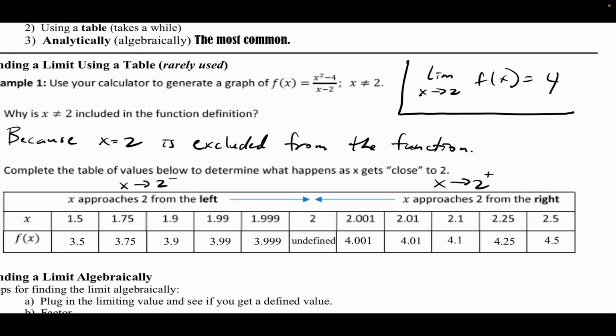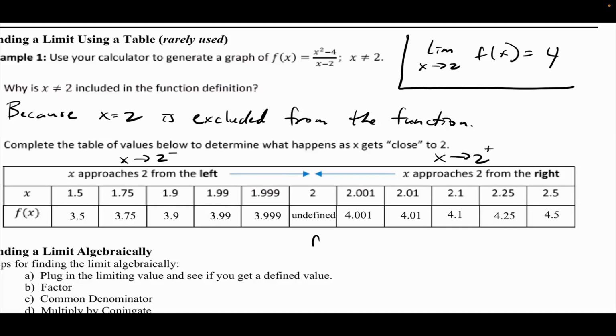No. Because when I plug 2 in, it gives me 0 over 0, right? So we'll never get to 4. So what's the answer? What is f of 2? Oops, not f of x, f of 2. What is f of 2? Doesn't exist, yeah. Undefined, no solution, any of those. But the limit is 4. That's how they're different. Okay? That's how to do a table.